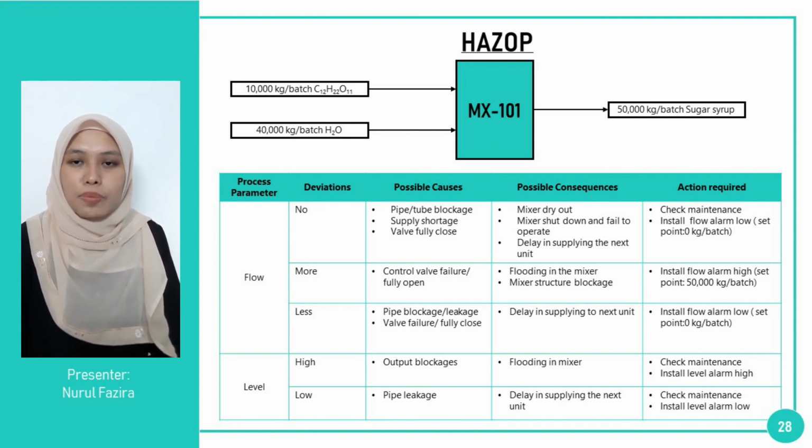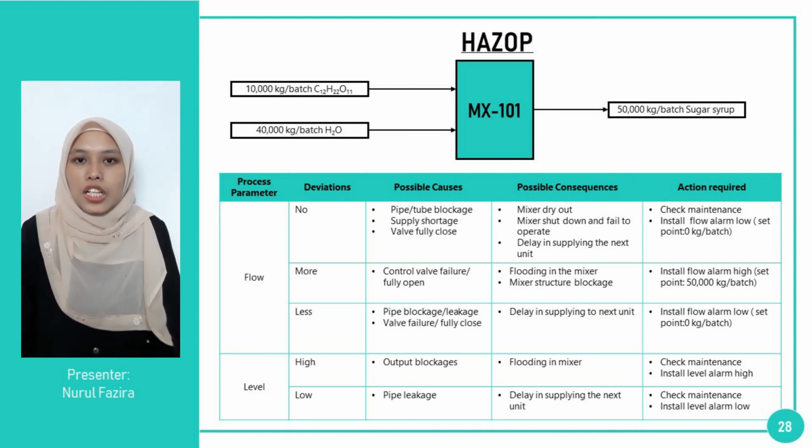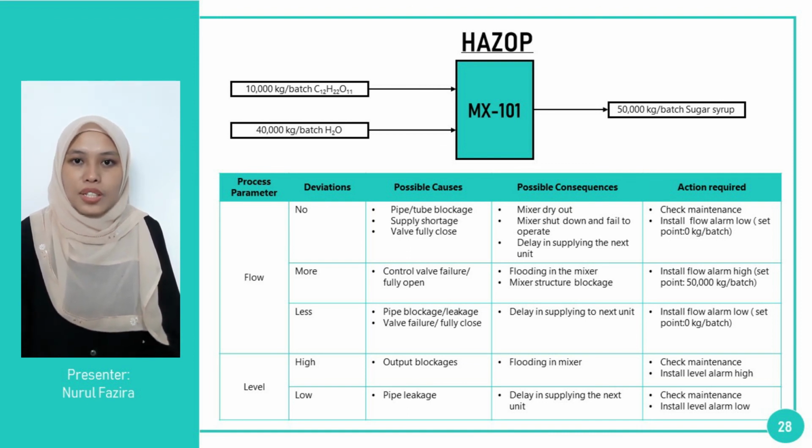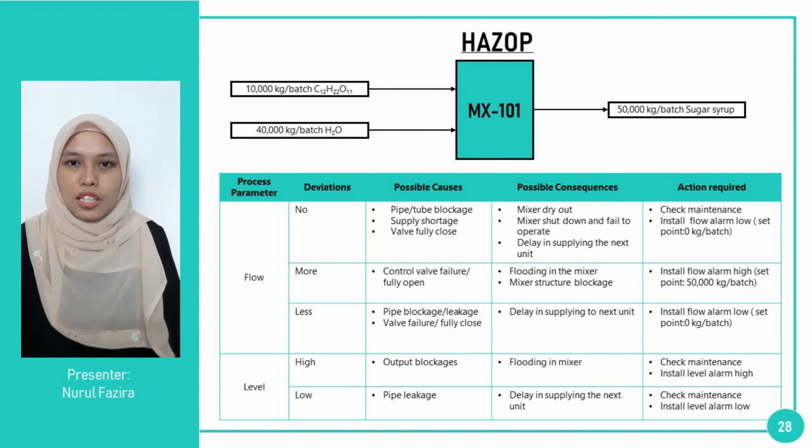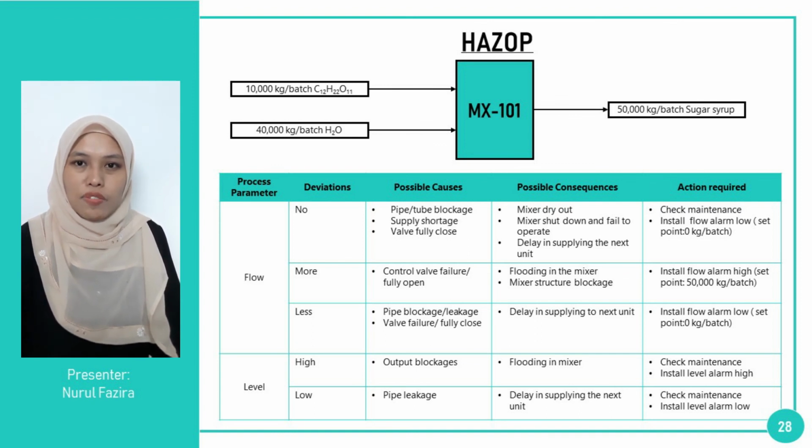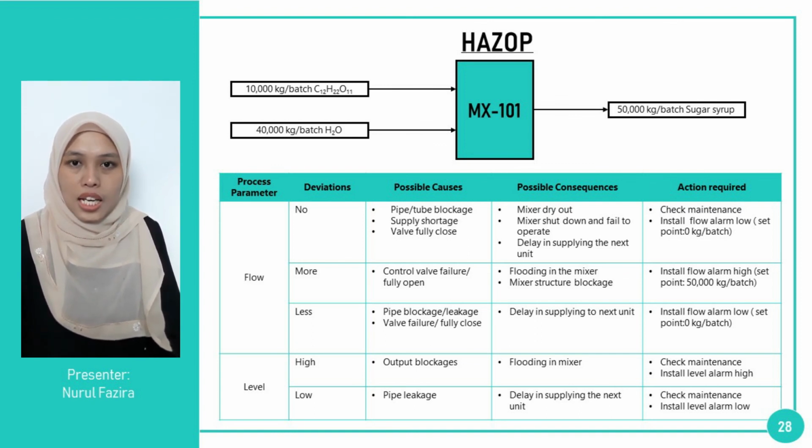Moreover, the possible cause of a high level in the mixer is output blockage. As a consequence, the mixer will be flooded with the mixture, while a possible cause for low level is inlet pipe leakage. As a result, the mixer will delay supplying to the next unit. The best action for both high and low level is to check maintenance regularly and install a level alarm for high and low level.